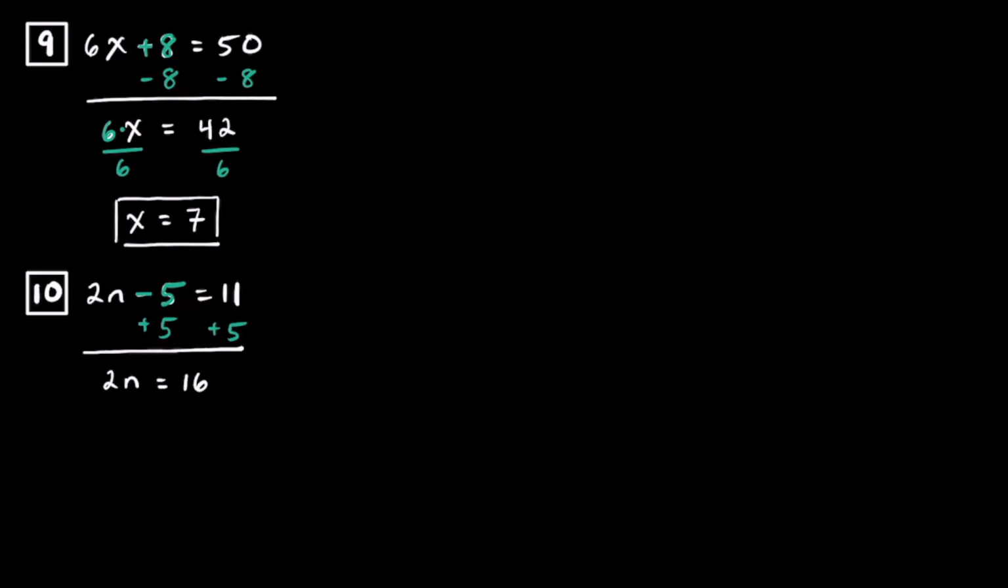So let's solve for n, but our coefficient is 2, so this is 2 times n, right? And so to get a coefficient of 1, to just have 1n alone, let's go ahead and divide both sides by this positive 2. 2 divided by 2 is 1, so we have 1n. I'm not going to write the 1 in front. 16 divided by 2 is equal to 8. So n equals 8 would be the solution for this equation.